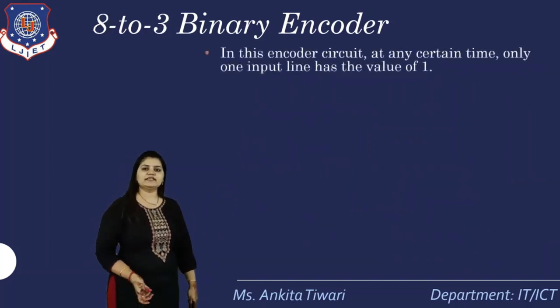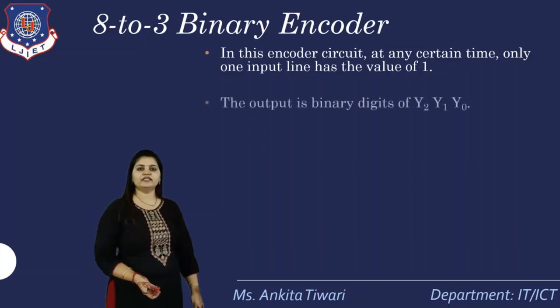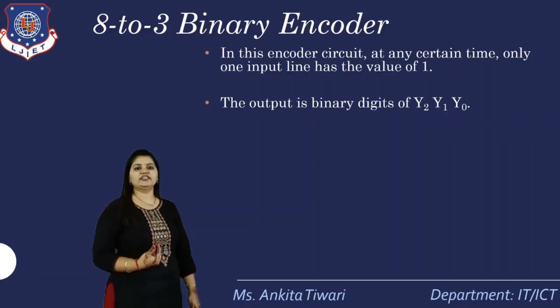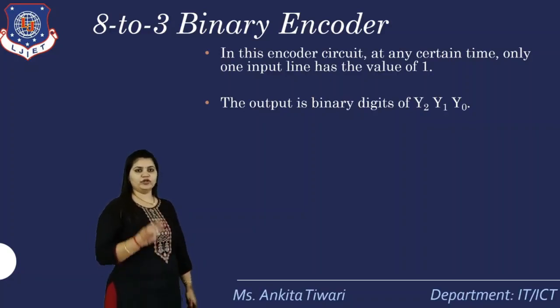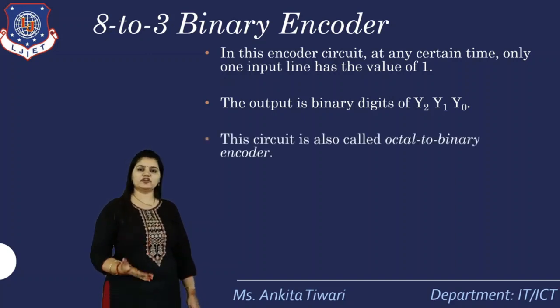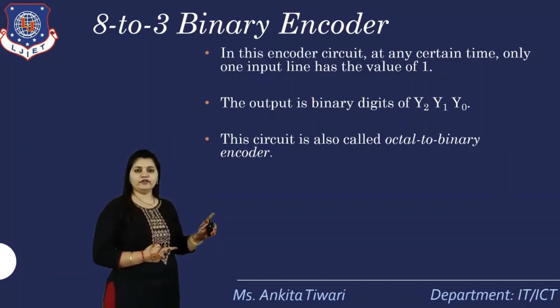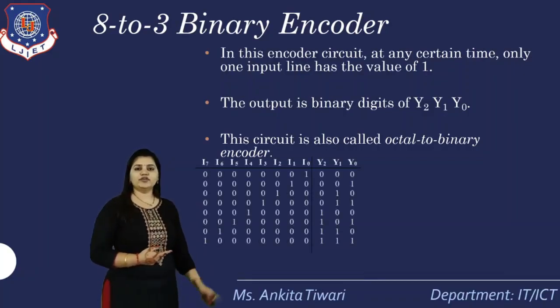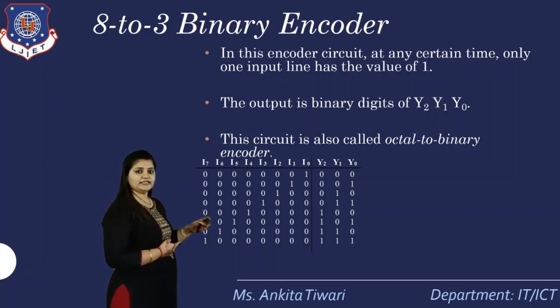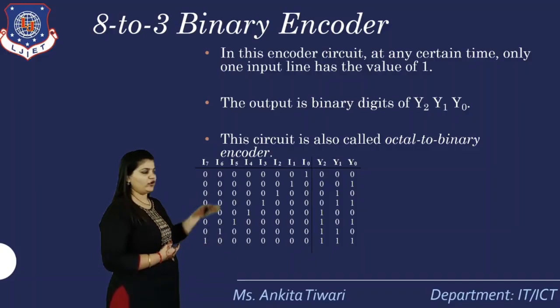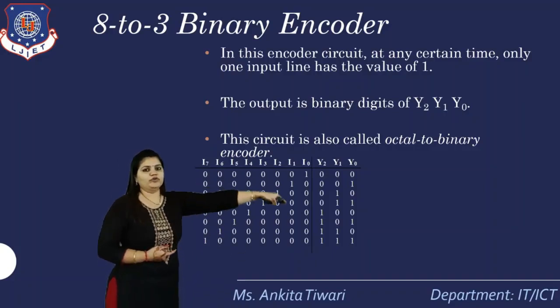We will see another example, an 8 to 3 line binary encoder. In this encoder, at a certain time, only one input line has the value 1. The output is a 3-bit binary digit, Y0, Y1 and Y2. This circuit is also known as the octal to binary encoder, and it's a very important and very frequently asked question. Here is the table with 3 outputs, Y0, Y1 and Y2, and 8 inputs, I0 till I7. According to the input with value 1, the output will be finalized.